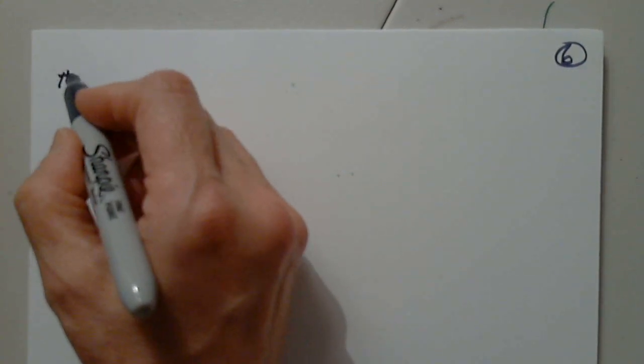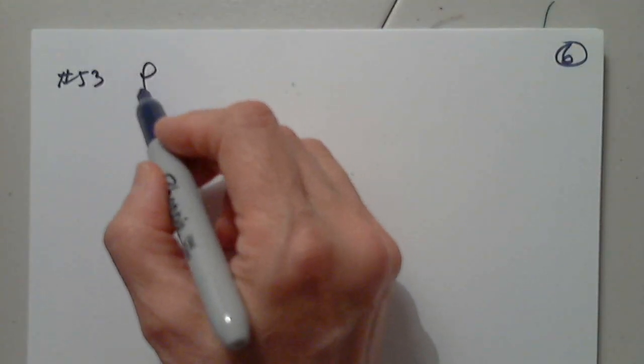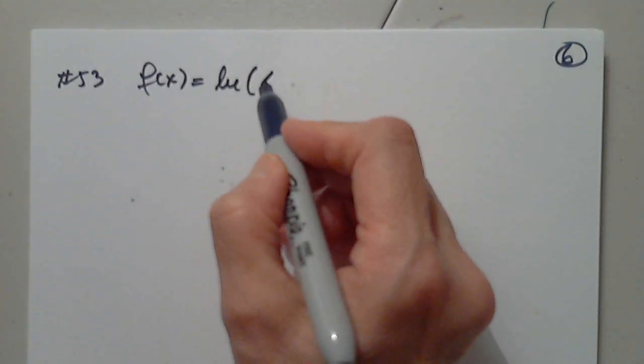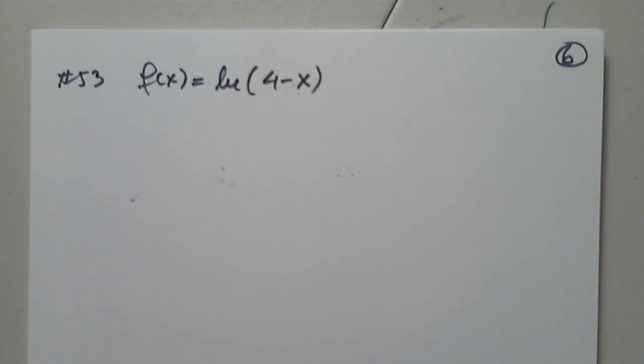I'll start with 53. In 53, we have f of x equals natural log of 4 minus x. They're asking us to find the domain. I will assign a homework problem from here. So I'm going to make sure that you understand there is no need to graph. I only want you to determine the domain. So, can anyone tell us what we have to write? And then find the domain. Don't give me the domain from the beginning. I want everyone to see what we need to do first. So, what do we have to write?